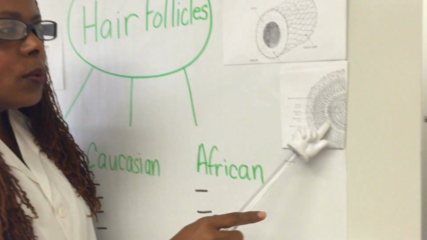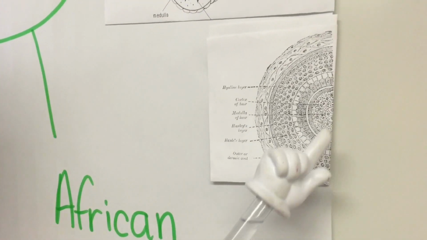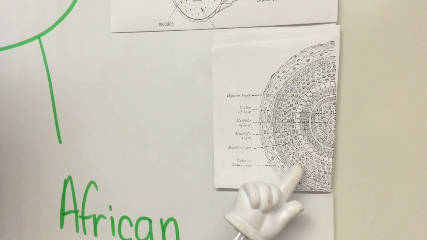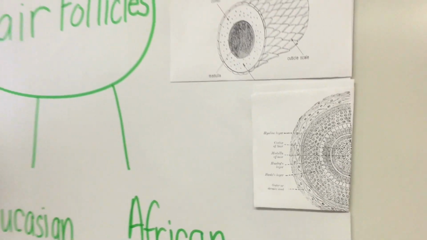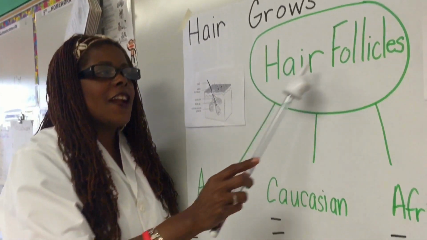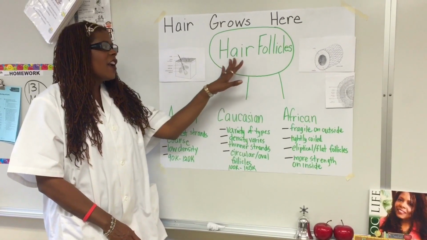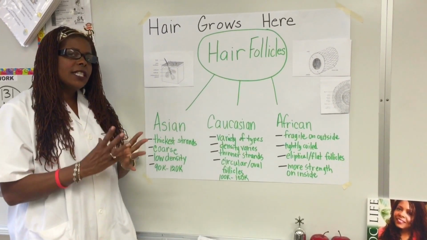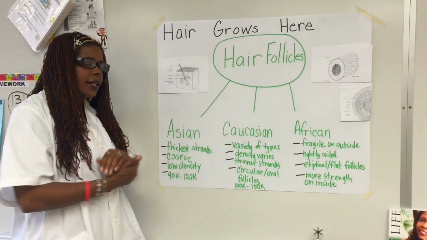Down here below, we see another section of the hair cut in half, and you'll see different areas the hair is made up of. So our hair grows right from the hair follicles. When we think about hair follicles, again, it's that little sac that forms the base of your hair strand.